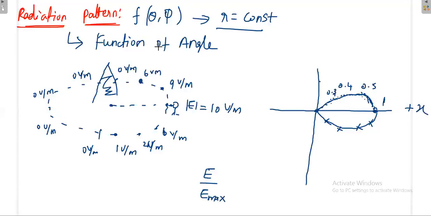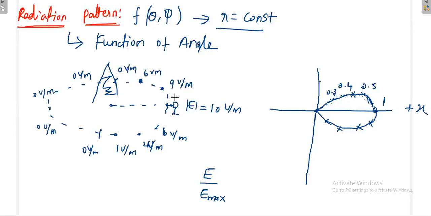Radiation pattern is a function of angle, because this is the angle. When I stand here, my angle is 0. When I go here, my angle may be 10 degree. When I stand here, my angle may be 45 degree. When I come here, what is my angle? My angle is 90 degree. So radiation pattern is a function of angle.